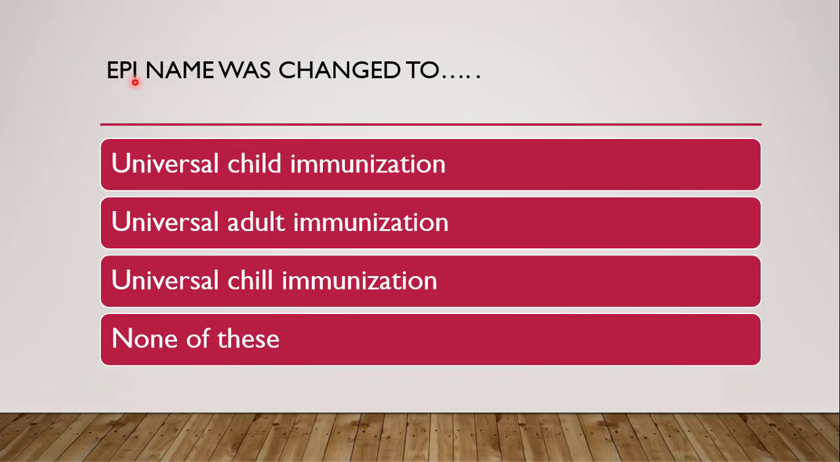Now, Expanded Program of Immunization name was changed to dash. Whether it is universal child immunization, universal adult immunization, universal child immunization, or none of these. The correct answer is that EPI was changed to Universal Child Immunization, that is UCI.